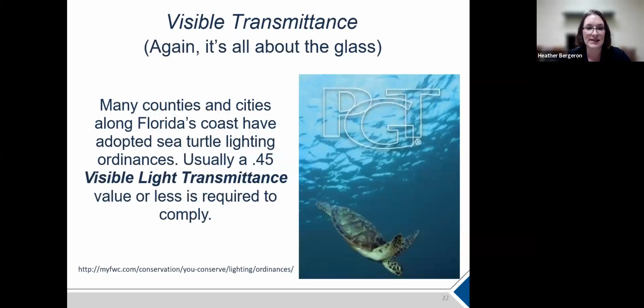Many counties and cities along Florida's coast have adopted different codes, one being the Sea Turtle Lighting Ordinance. Therefore, typically a 0.45 visible light transmittance value or less is required to comply. And there are glass partners and manufacturers out there that are able to provide you with different types of glass that will meet Florida's turtle code.